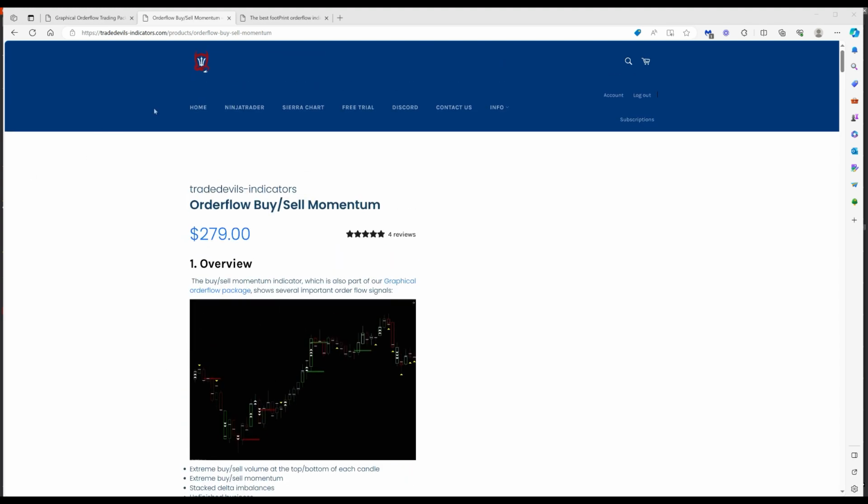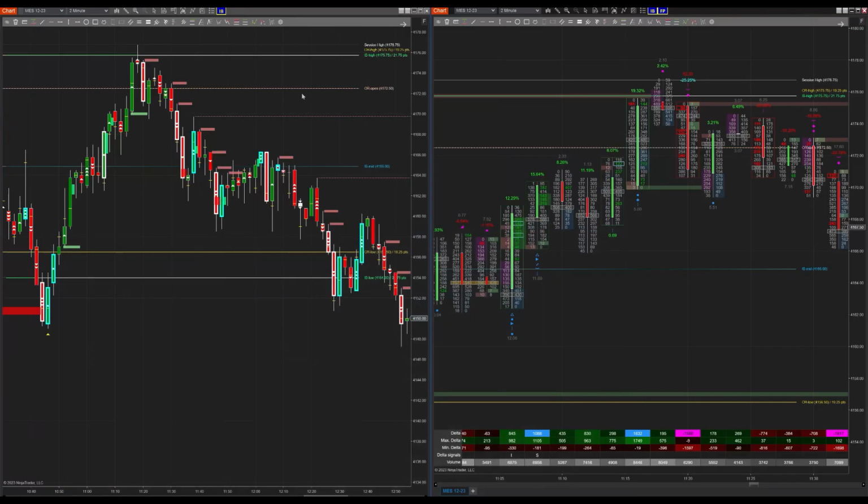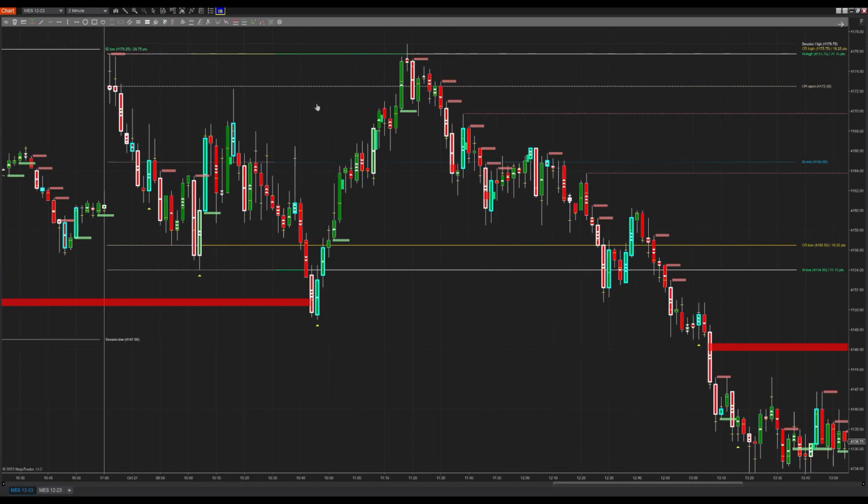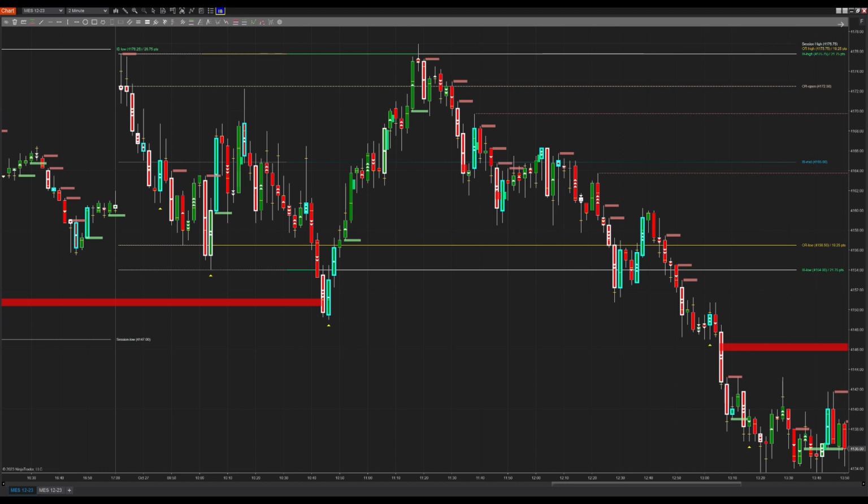Okay, so with that said, over here I've got side by side a 2-minute chart of the micro ES. Footprint on the right, buy-sell momentum applied here on the left. Let me open this up here. We'll come back to the footprint because I'm going to show you a few things that you may or may not be familiar with. All right, so I'm recording this on Saturday the 28th, as I always do.